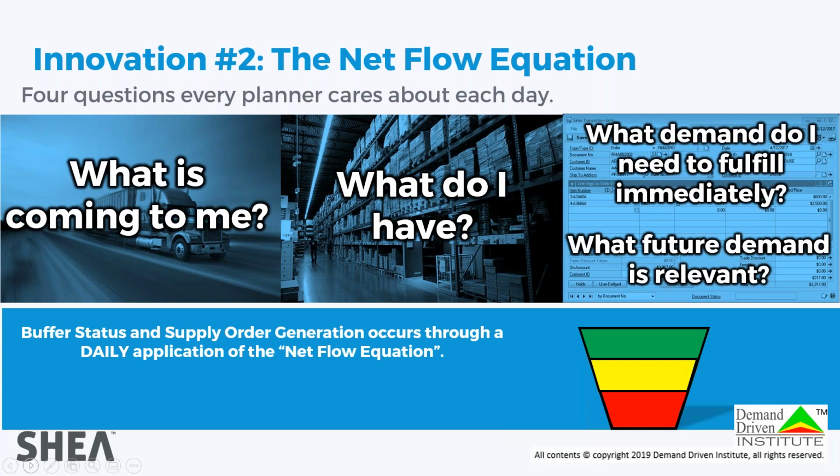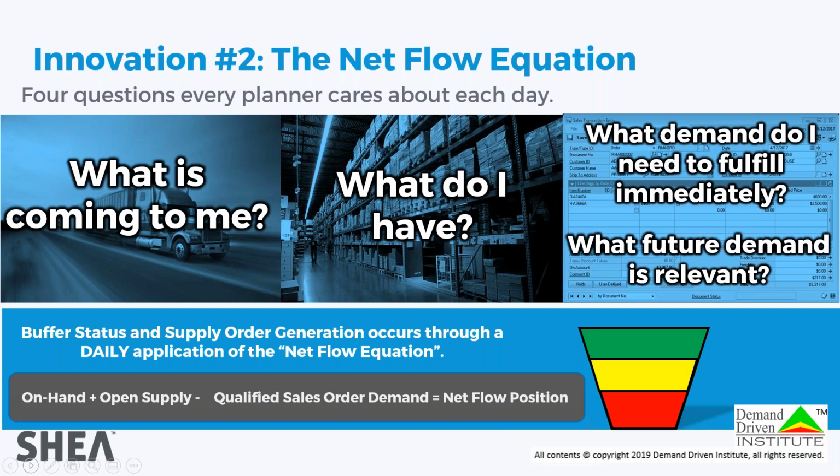So the net flow equation is calculated every day and then compared to the buffer. And the net flow equation is simply what do I have on hand plus what I have on order minus the qualified sales order demand. That gives me my net flow position, which I compare to the buffer. And we can see from the line there, the buffer is clearly in the yellow.